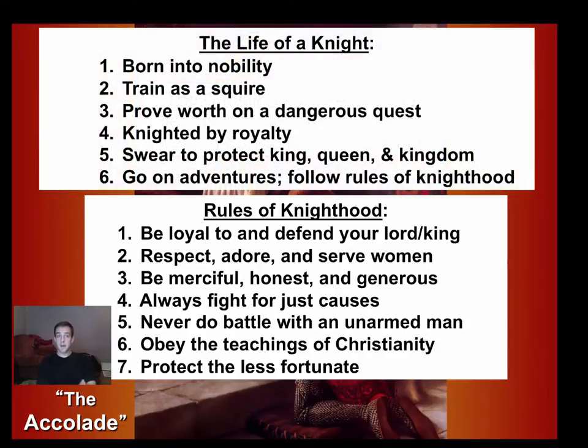Some things to note about a knight, as we mentioned in the Canterbury Tales, they were born into nobility. They would train as a squire when they were a young man until they got to be about 30, so they would be a squire from 12 until 30. They would serve another knight. They had to prove themselves on a dangerous quest. You couldn't just decide you were going to be a knight. You couldn't just buy all the gear. You had to go and do something to earn it. Sort of like Eagle Scouts have to make a large project.